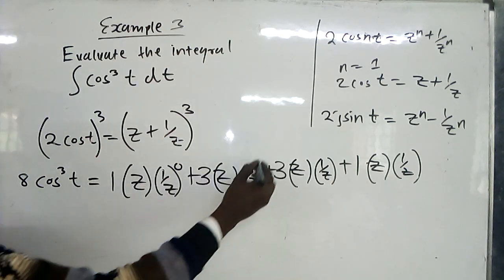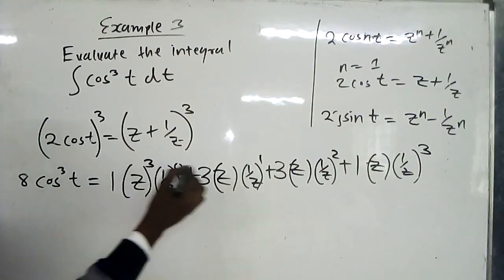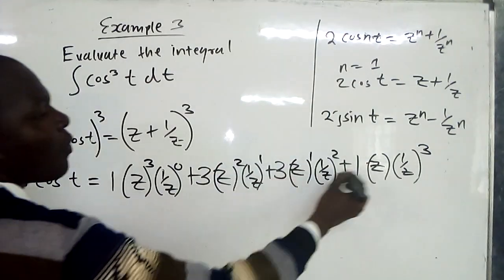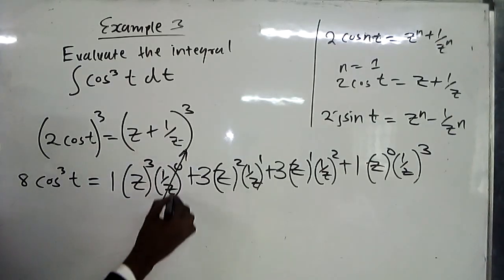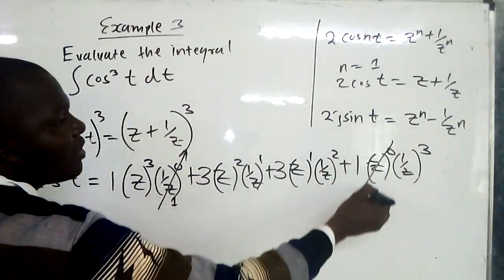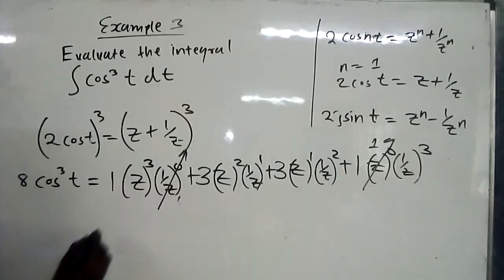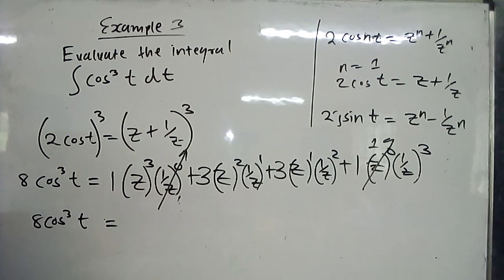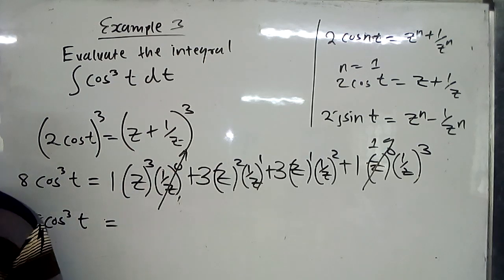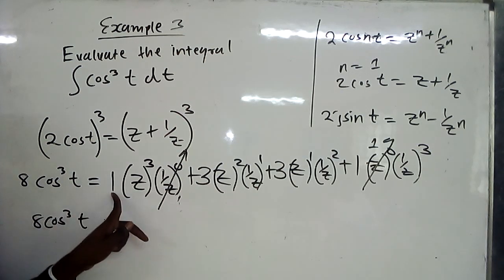So power 0, power 1, power 2, power 3. Then the other one descends: power 3, power 2, power 1, power 0. Then you know anything raised to power 0 is what? Is 1. This is 1. This one is also 1, isn't it? Now you join them. This side we have 8 cos cubed t. Then this side, the ones with the same coefficients will always have the same power. Are we together? This is having a coefficient of 1.